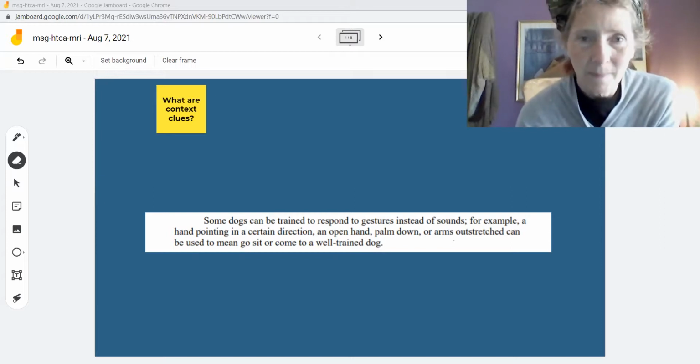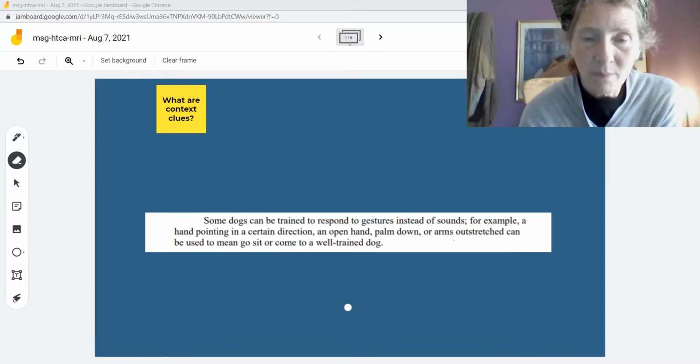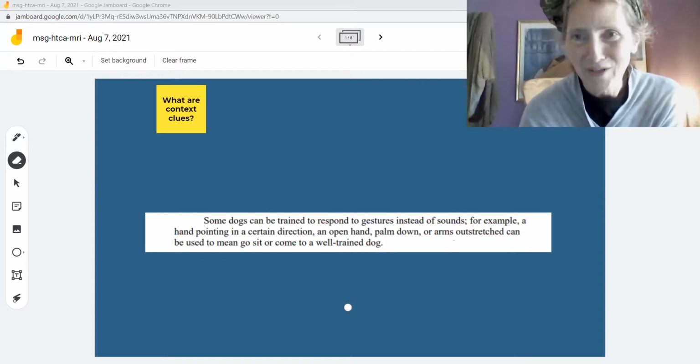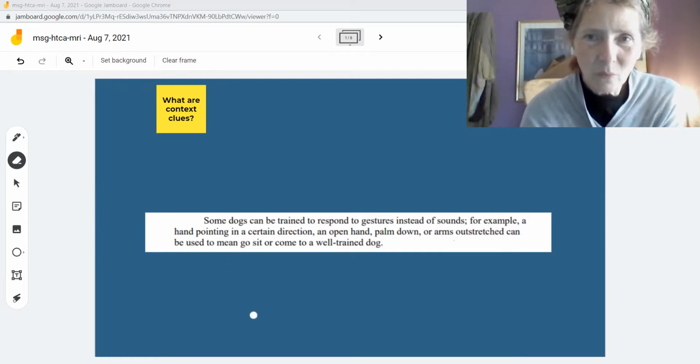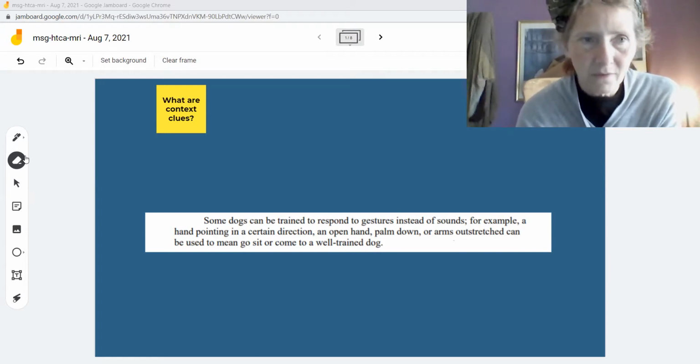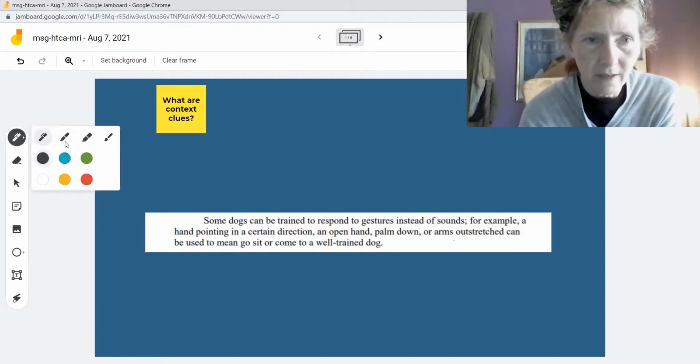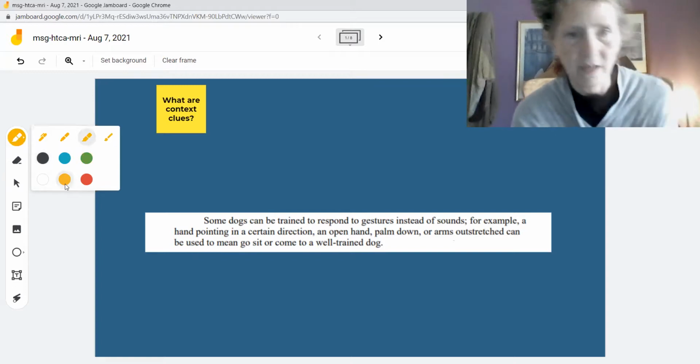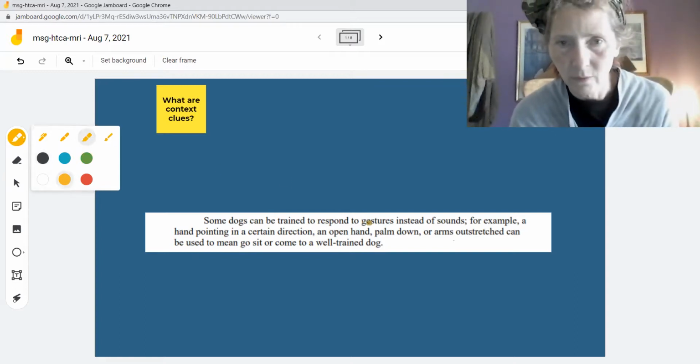Now we have a passage that says some dogs can be trained to respond to gestures instead of sounds. For example, a hand pointing in a certain direction, an open palm, down, or arms outstretched can be used to mean go, sit, or come to a well-trained dog. Now, what we have here is example. First of all, our word in question, our word that we are a little unsure of is the word gesture. Okay, so let's just highlight gesture so we know what we're talking about.